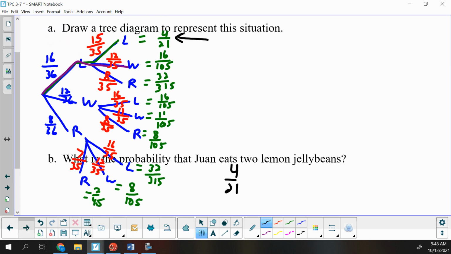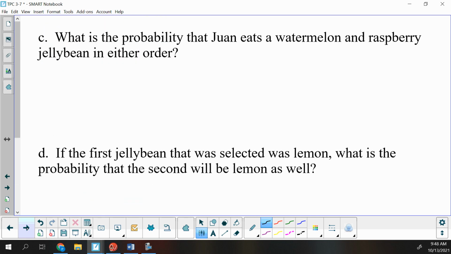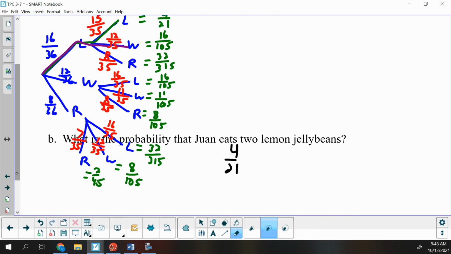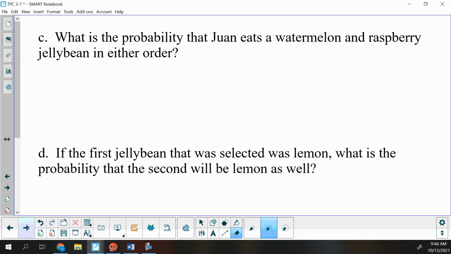Part C, what's the probability that Juan eats a watermelon and a raspberry in either order? So we're looking for either W followed by R or R followed by W. Well, here's our W followed by R, and R followed by W is right there. So they're both 8 out of 105, so when we add those together, we would get 16 out of 105. And where that's coming from, again, we just added the two options together.